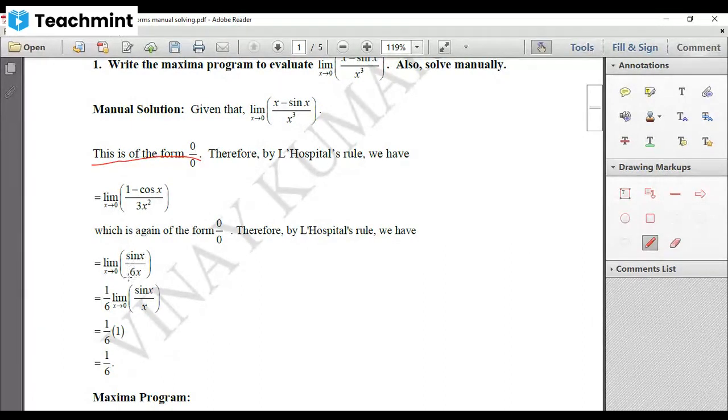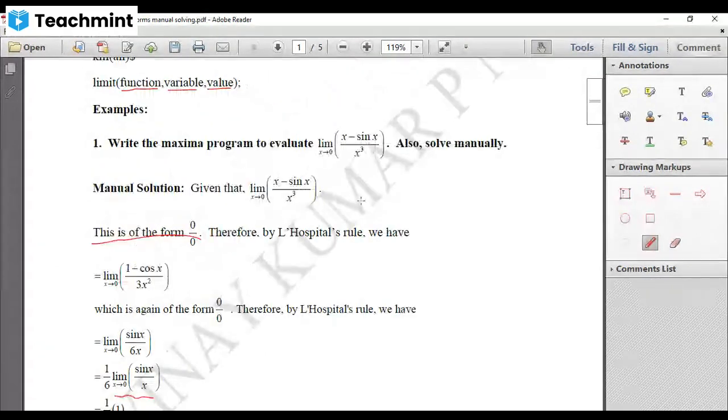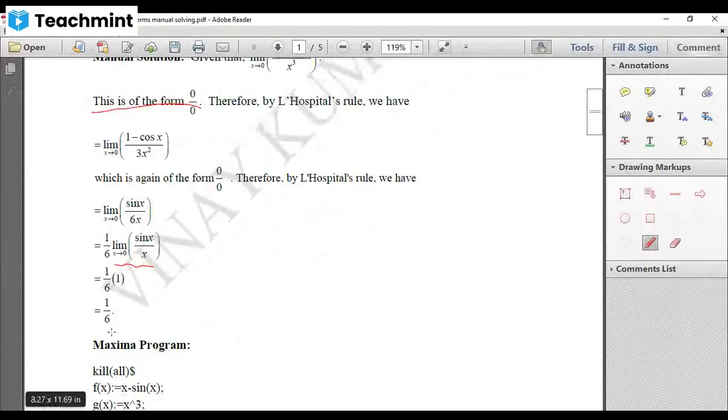Let's take out this 1 by 6 outside because it's a constant. It will not make any changes in the answer. So let us keep that 1 by 6 outside. Then you are left with limit as x tends to 0 sin x by x. And we know that this is a standard limit, and the limit of this one is 1. So substitute it, you'll get 1 by 6. Therefore, the solution of this is 1 by 6.